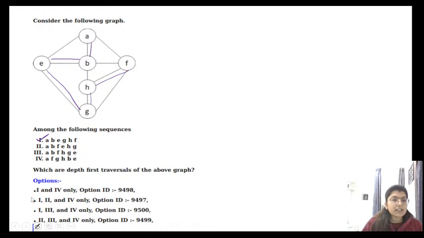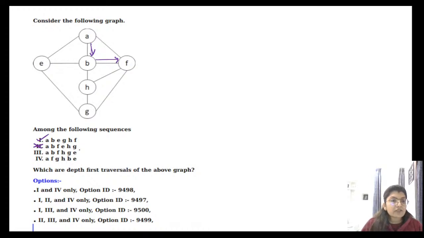Then we have A, B, F, E, H, G. So we had A, B, F. Now from F you cannot go to E. Why? Because first you went from A to B, then from B to F. So now you have to cover the child of F. You cannot go back to E. You first have to cover the child of F. That is, either you can go to H or you can go to G, but you cannot go to E. So option number 2 is wrong.